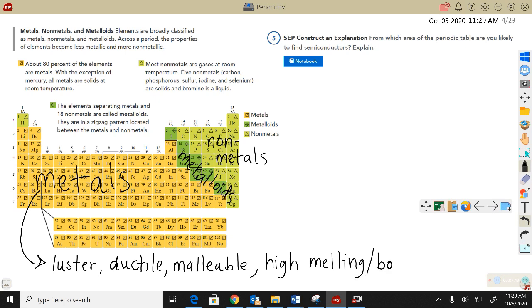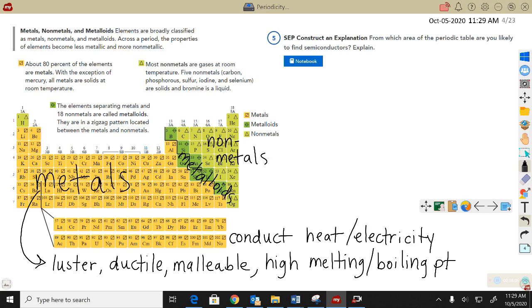Melting and boiling points. Metals are great conductors. They conduct heat and electricity. And eventually we'll learn why. We'll look at the structure of metals, like the atoms that make up a metal. And there's a reason why they end up being ductile and malleable, like you can move them and shape them. And there's a reason why they can conduct heat and electricity, and they have high melting and boiling points.